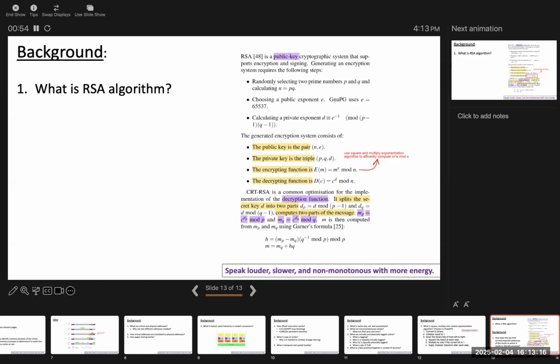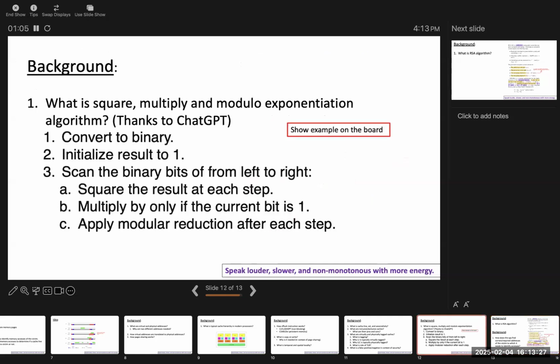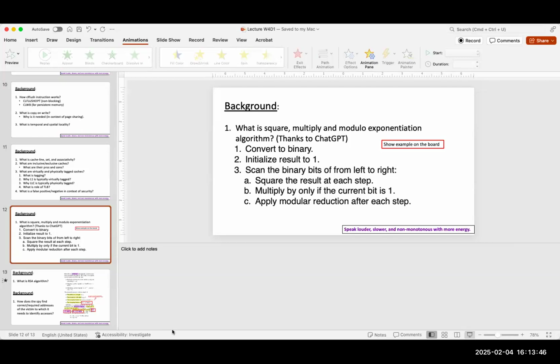So they have an algorithm which optimizes it, named scale, multiply, and modulo exponentiation. There they have these steps. They first convert the data to binary. Can you see the screen? Okay, so here is the example.